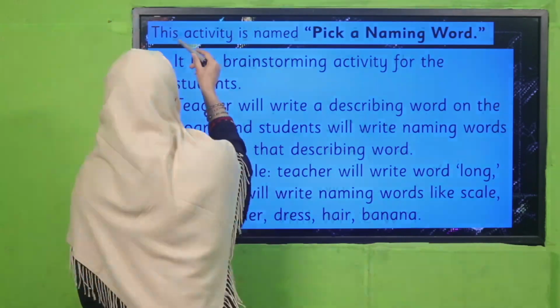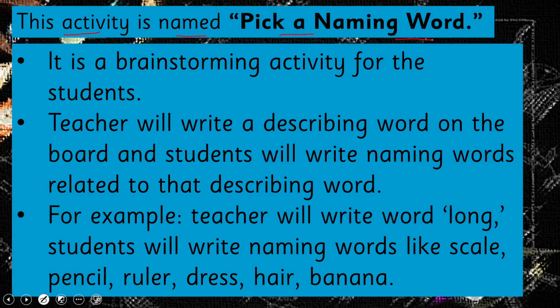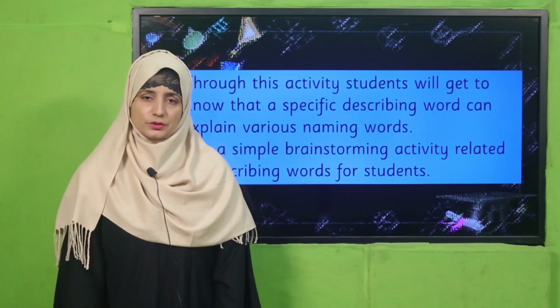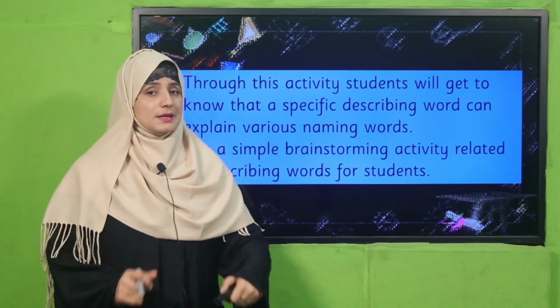So now, this activity is named Pick a Naming Word. It is a brainstorming activity for the students. Teacher will write a describing word on the board and students will write naming words related to that describing word. For example, teacher will write the word long, students will write naming words like scale, pencil, ruler, dress, hair, and banana. So through this activity, you can brainstorm their ideas.